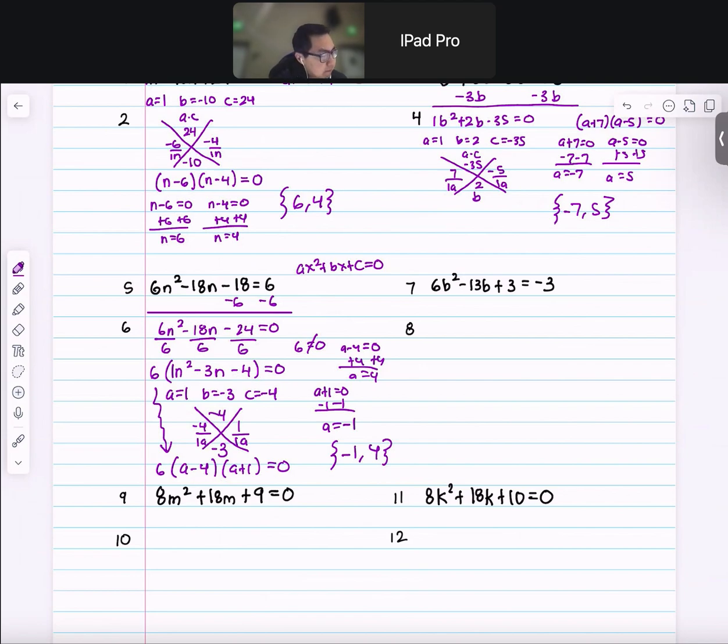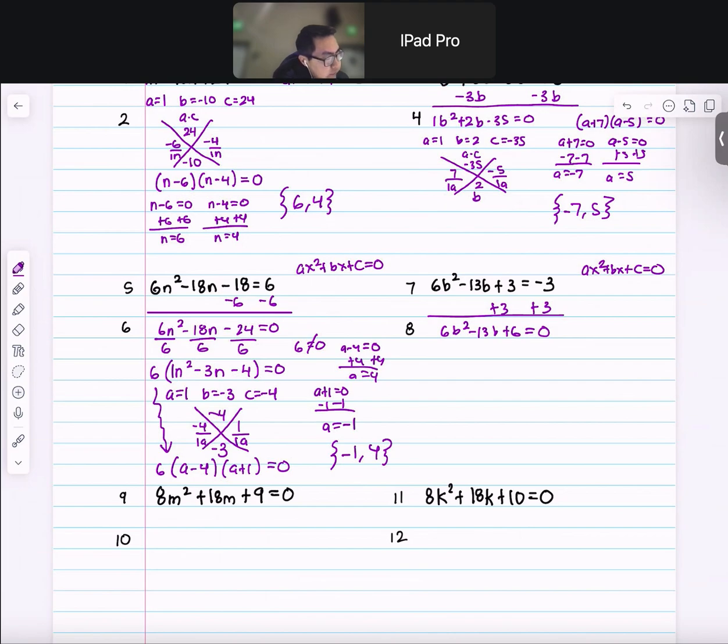Question 7. Again, when you guys solve by factoring, you need to set the equation equal to 0, right? I'm going to add 3 to both sides. We get 6b squared minus 13b plus 6 equals 0.